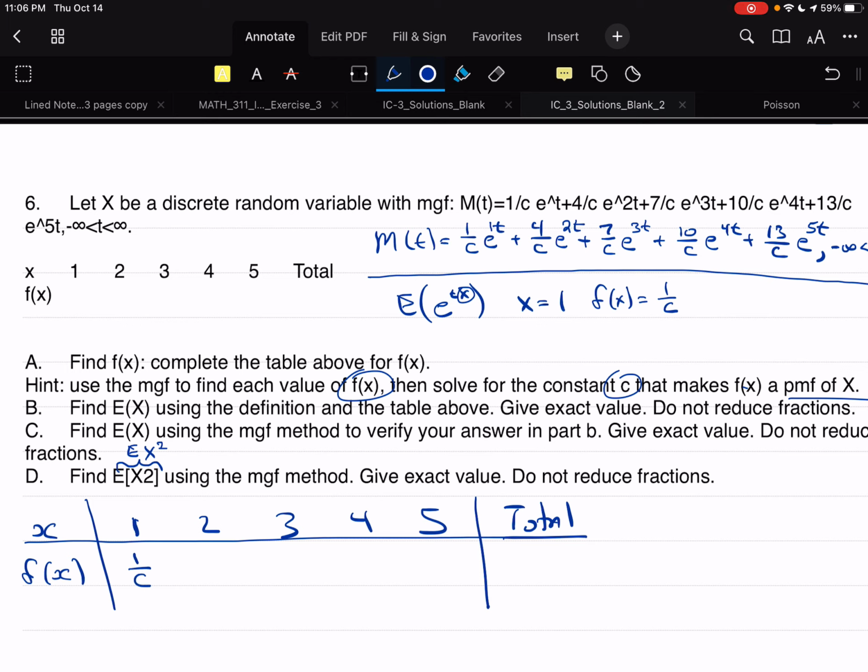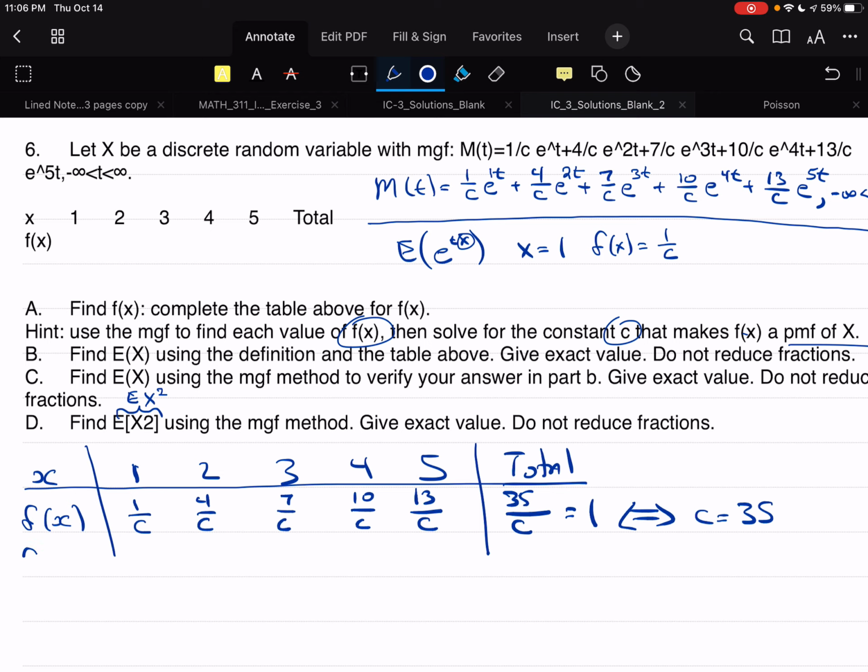So this is 1 over c. For 2, I have 4 over c. For 3, 7 over c. For 4, 10 over c. For 5, 13 over c. They all have a common denominator of c, and they all add up to 35 over c. This has to equal 1, and that's only true if c is equal to 35.